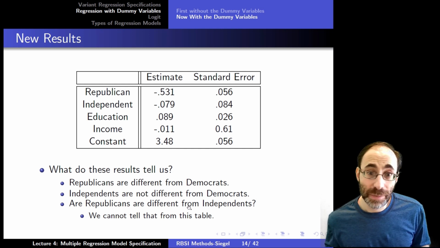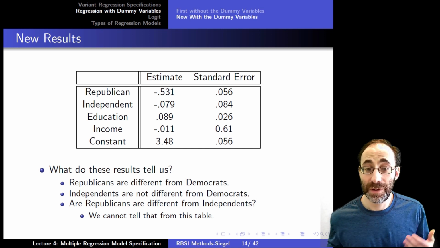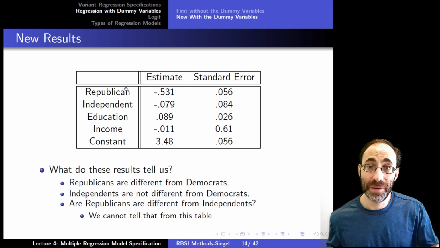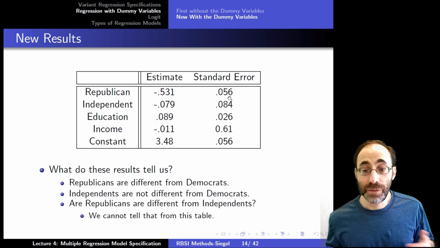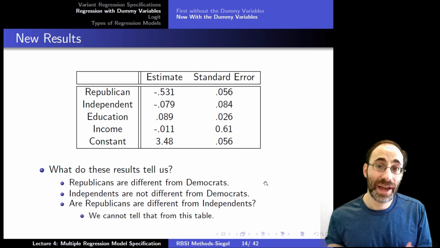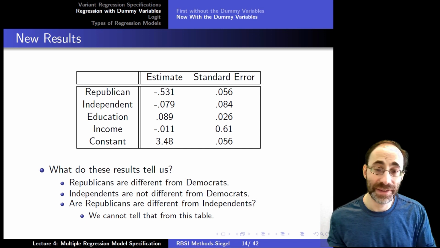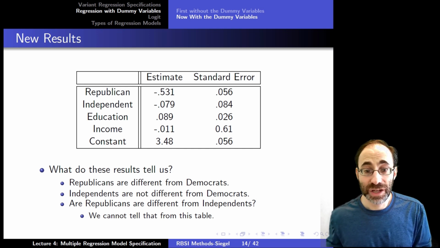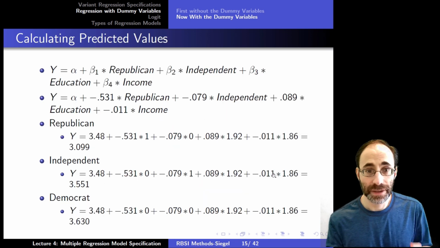The last question we could ask: are Republicans different from independents? We can't tell that on this table because we're never comparing Republicans and independents. We're comparing only Republicans to the reference category of Democrats, and independents to the reference category of Democrats, and that's it. So if we wanted to test this last question, we could run the whole thing over again, but now choose independents as the reference category, and then compare Republicans to independents and Democrats to independents. But in that case, we couldn't have answered this first question, if Republicans are different from Democrats.